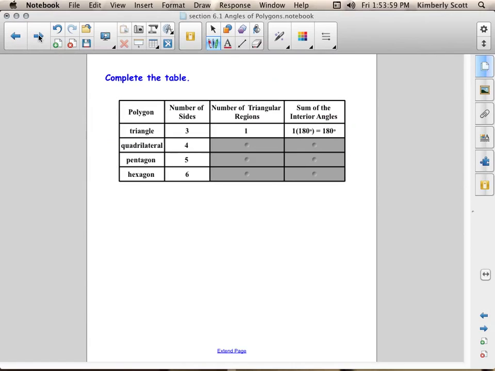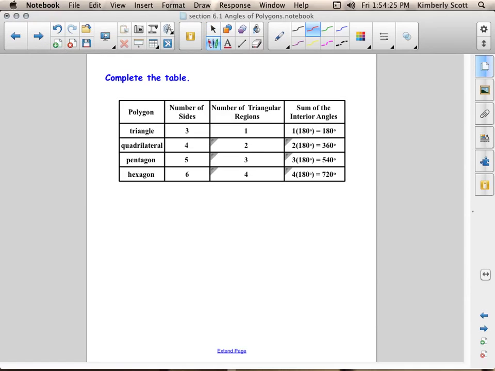So when we talk about a hexagon, we have 4 regions that are triangular, and so the sum of the interior degrees would be 4 times 180. And it goes the same as you might expect for these. For a quadrilateral, we have 2 triangular regions, so 360 degrees inside of it. If we have a pentagon, we have 3 triangular regions, 540 degrees inside of it.